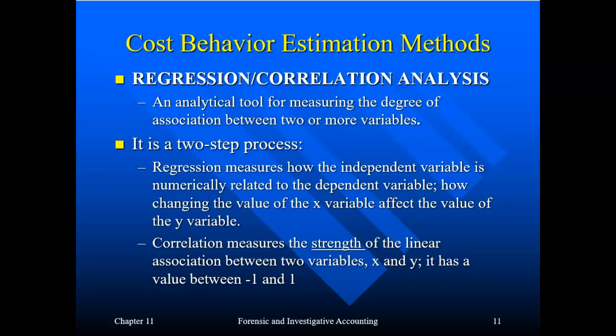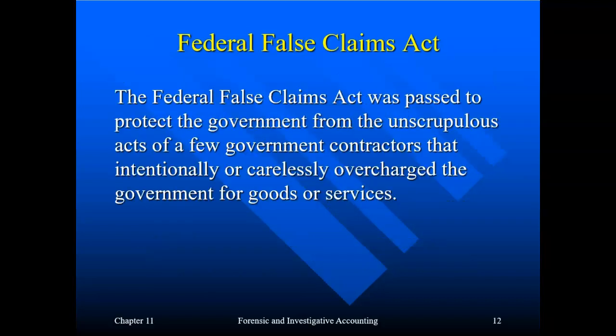Correlation measures the strength of the linear association between two variables, X and Y, and it has a value between -1 and 1. Of course, 1 is perfect correlation, -1 is perfect negative correlation. So you'll probably see something in between.